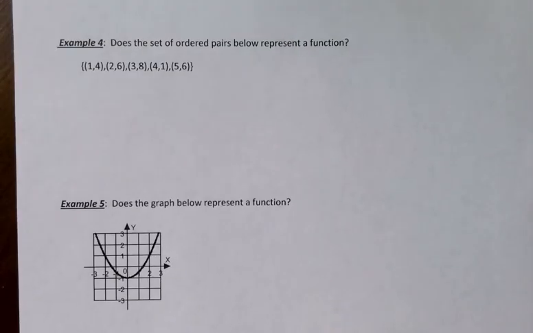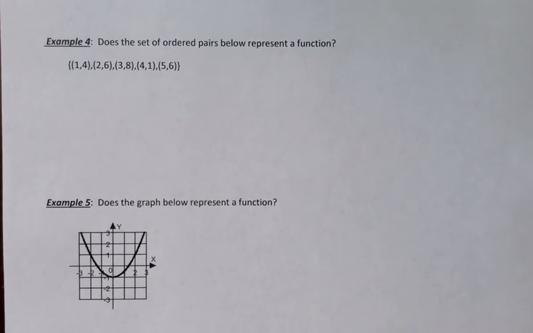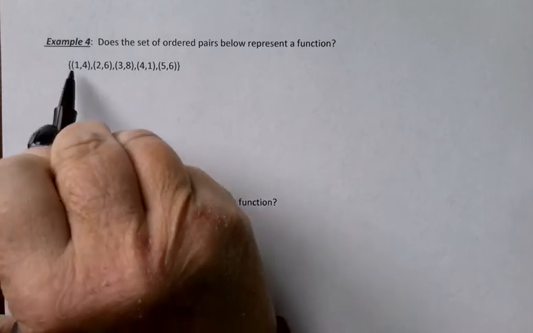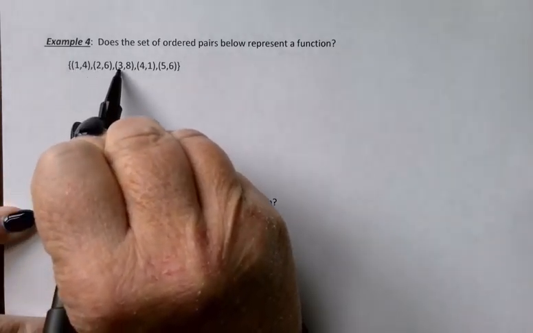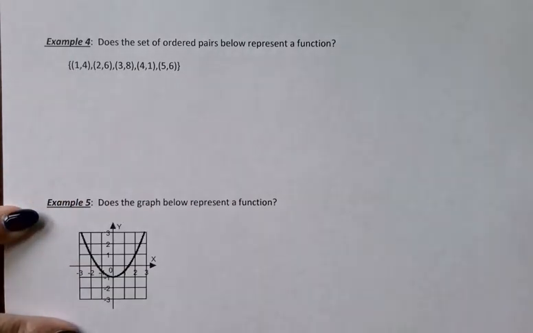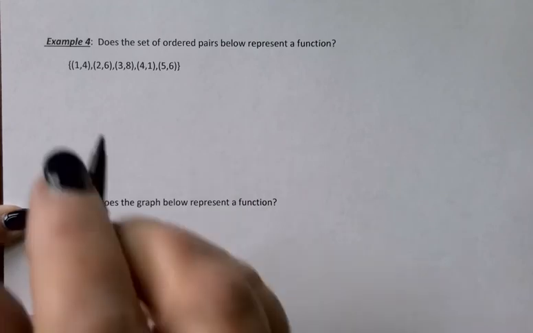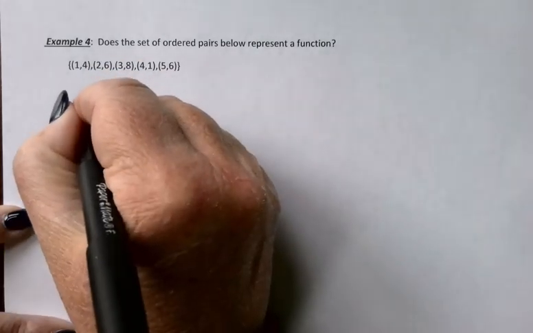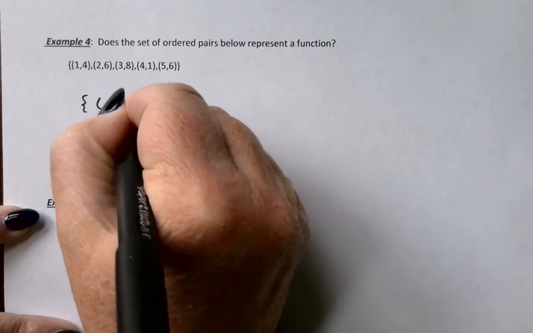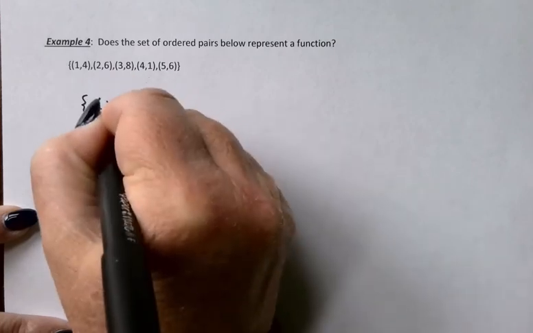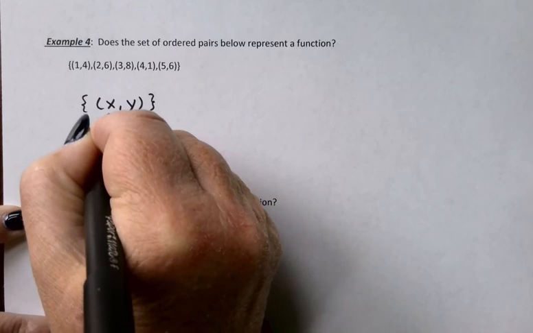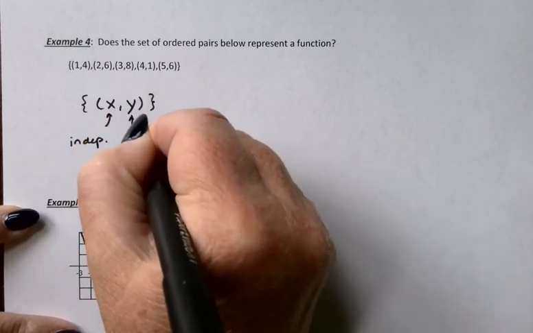In example 4, we have a relation that's defined by a set of ordered pairs. In these cases, the first entry of each pair, we usually consider those the x values, would be the independent variables. And the second entry, what we usually consider the y values, would be the dependent variables. So we can think of these as in the form xy, where the x's are independent and the y's are dependent.